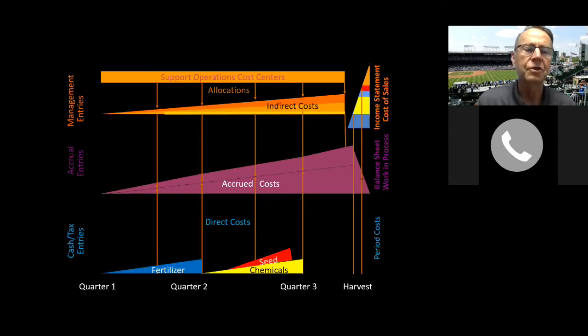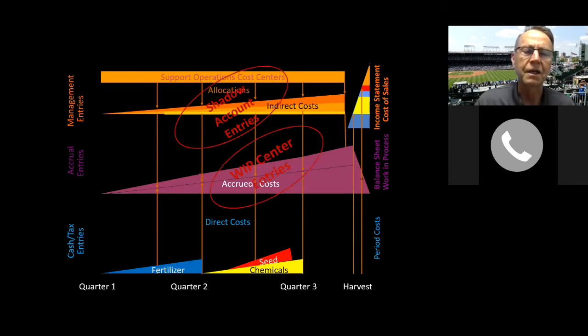And we have a similar situation with crops, a little different time period, but the same kind of idea. Here are direct costs. They're applied and moved as accrual entries onto the balance sheet. We have allocations, activity-based costing, field trips, and other things that are being charged to that crop. And these are, again, shadow account entries and work in process entries.